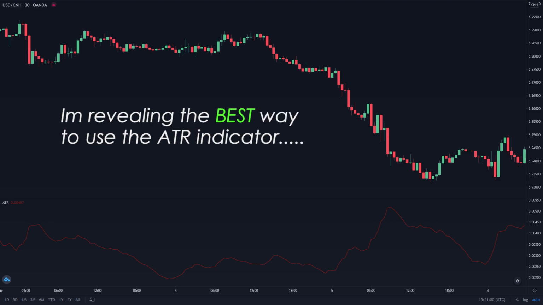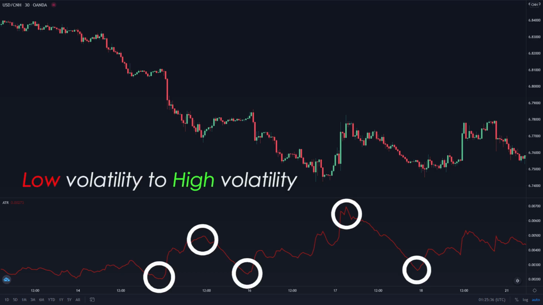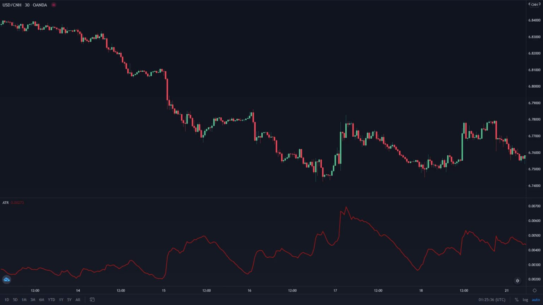So now, I'm revealing the best way to use the ATR indicator. Like I said at the start of the video, the big profits are made when the market has high volatility. So it's important for us to know when a market is volatile. What you need to understand is that the volatility of the market is constantly changing from low volatility to high volatility and vice versa. So we know that if the market is in a low volatility period, it means that somewhere in the future, we will see an increase in volatility. Luckily, the ATR tells you exactly when the market is at low volatility.